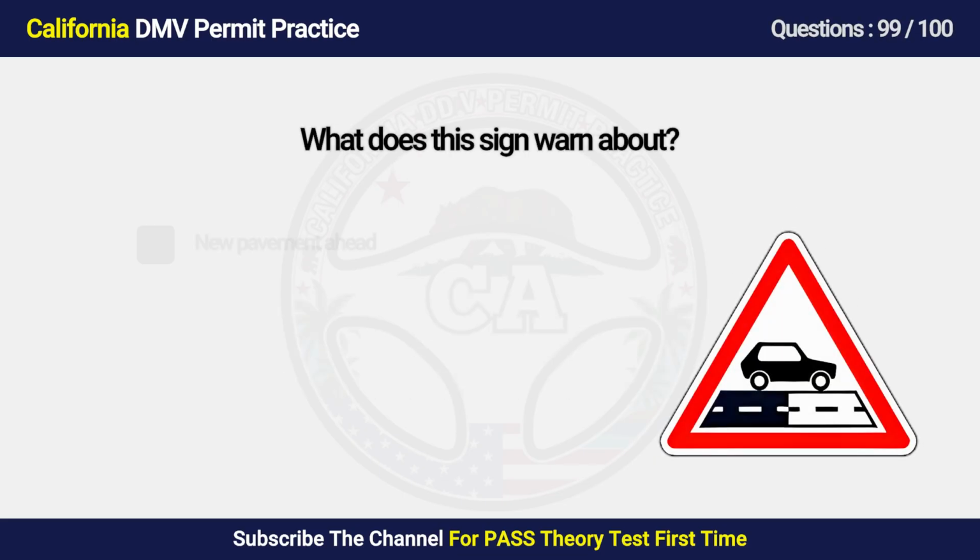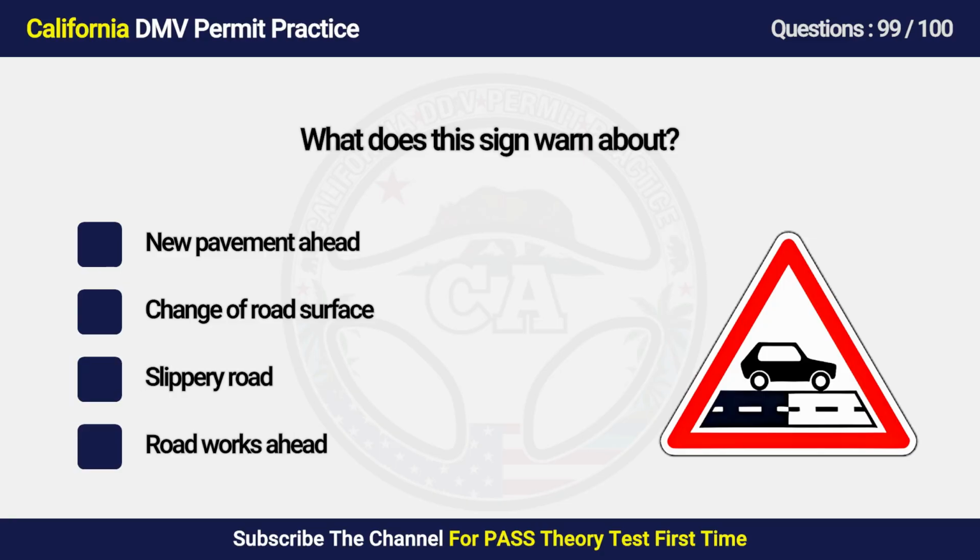Question 99. What does this sign warn about? A. New pavement ahead. B. Change of road surface. C. Slippery road. D. Road works ahead.